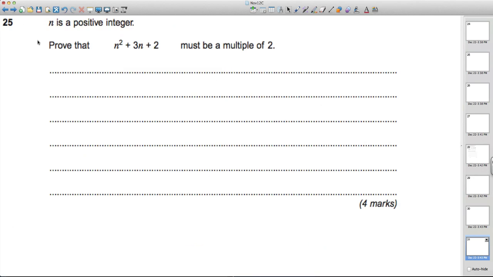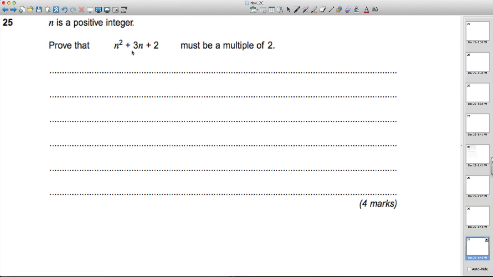Okay, next. n is a positive integer. Prove that this must be a multiple of 2. Now, when you look at that, what students tend to do is put in numbers for n and check it's true for several of them. That is not a proof. Now, looking at n squared plus 3n plus 2, it's difficult to prove that's a multiple of 2.